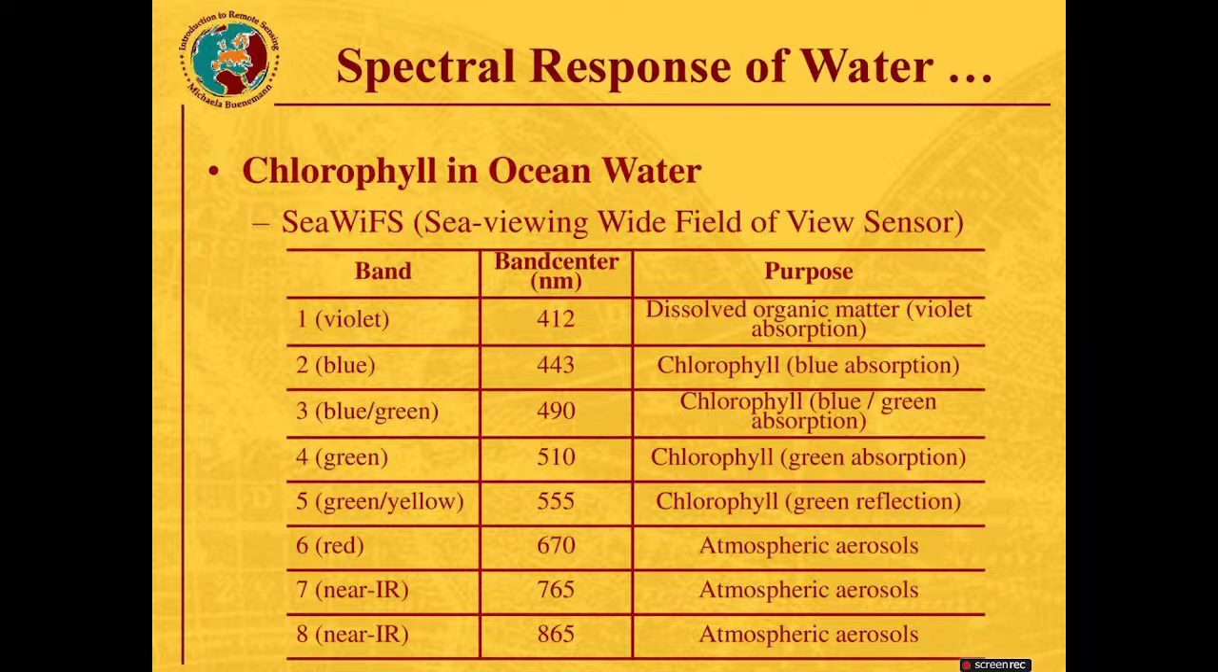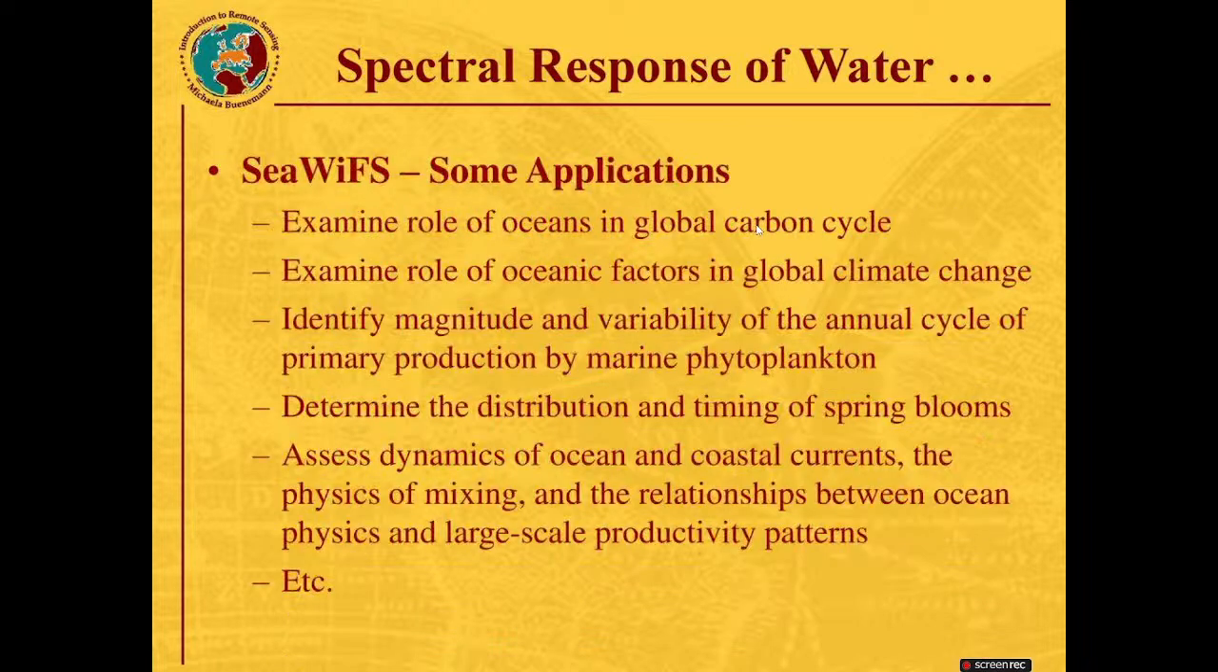And also you can see the SeaWiFS, the Sea-viewing Wide Field-of-view Sensor. So this is another satellite, a very useful satellite imagery. From that we can get dissolved organic matter, chlorophyll, and also chlorophyll 2, atmospheric aerosol. All of those bands extract different types of information here. This satellite imagery is also used for applications.